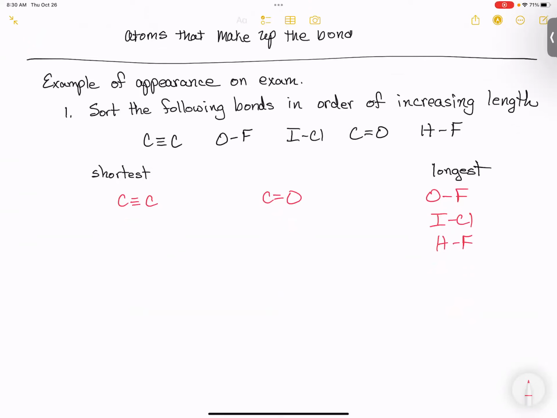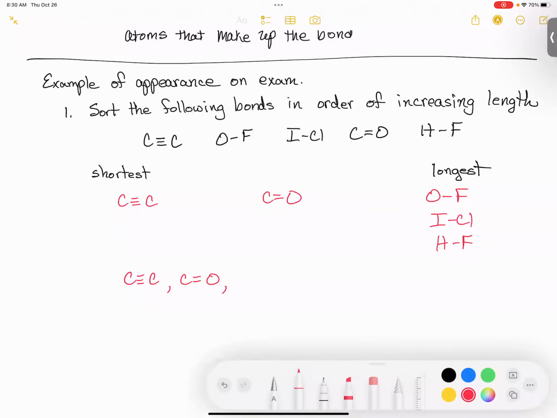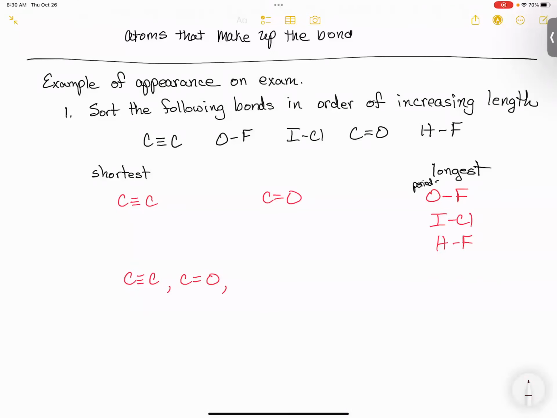Now I can actually go in and sort further, because I can take these three that are the longest and sort by atomic size. So what I notice is, this is period 2 and 2. This is period 5 and 3. And this is period 1 and 2.